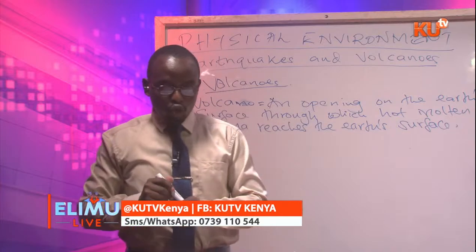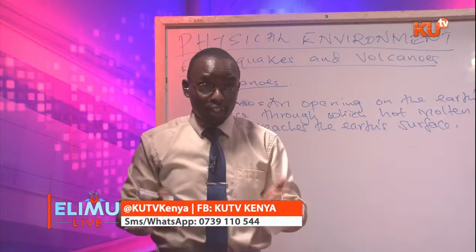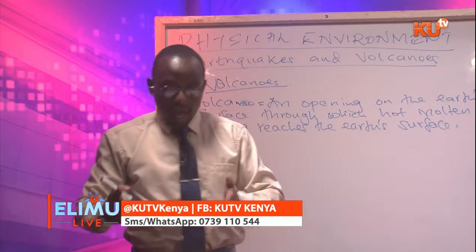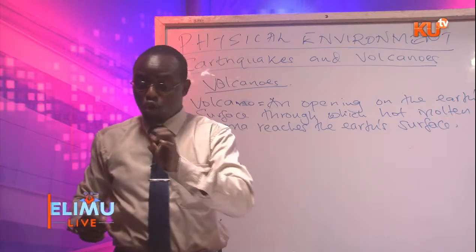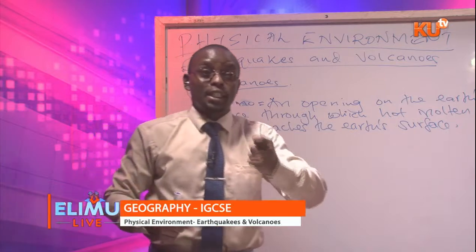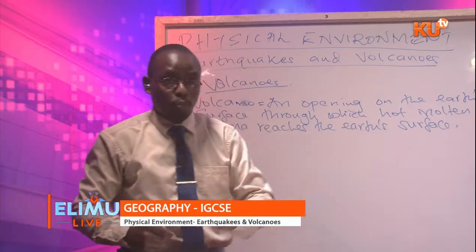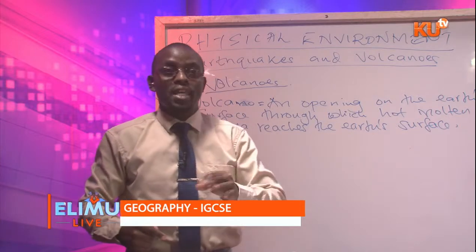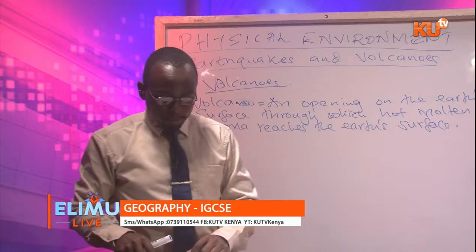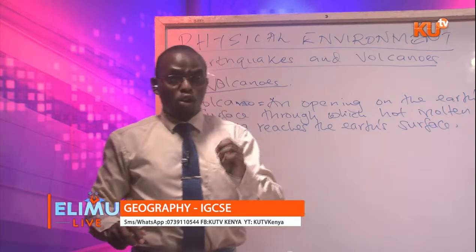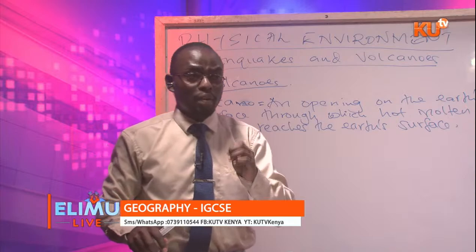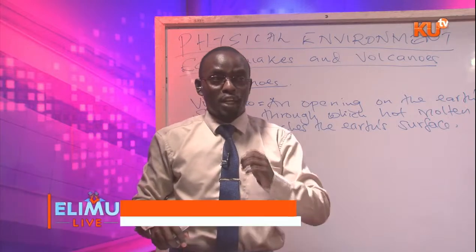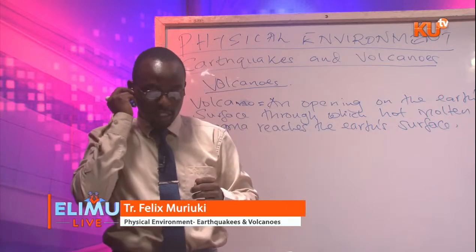Now, most of the volcanic activity, as I've said, is located along the plate boundaries. And then we have some of them that are not located on the plate boundaries. They are located on areas known as hotspots, especially volcanoes like those in the Hawaiian Highlands. Now, volcanoes have affected the world's climate over the years. Volcanoes have caused the change of the climate of the world over the years.